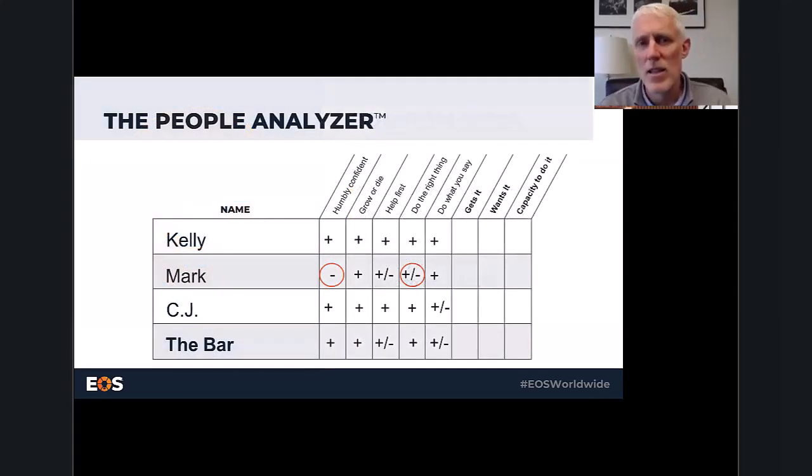We're going to add that to the people analyzer. So at the top of your columns, adding gets it, wants it, and the capacity to do it or can do it. And again, we're going to grade our folks yes or no across the board here. The bar is always 3 yeses.